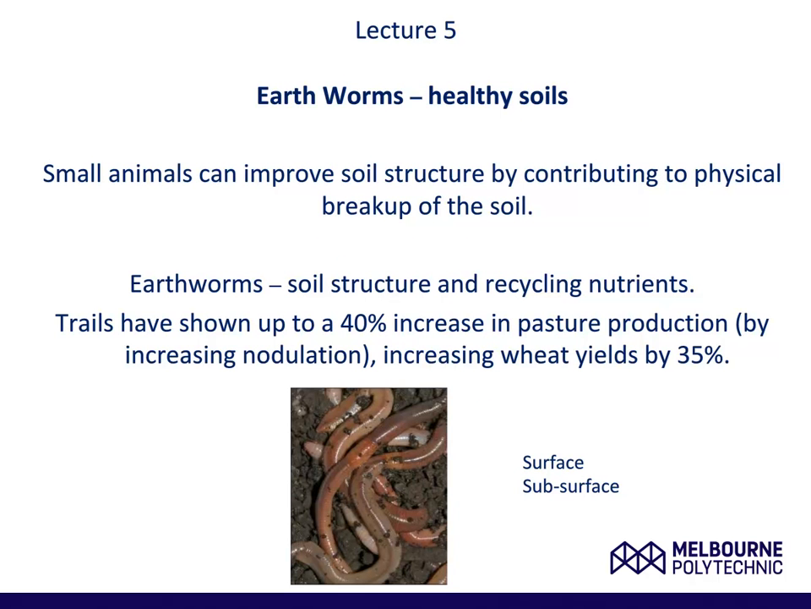In the organic matter fraction live the humble earthworms. A good population of earthworms indicates a healthy soil. Earthworms are small animals that can improve the soil structure by contributing to physical breakup of the soil. Some soils can contain up to 300 earthworms per cubic metre. There are 7,000 species of earthworm. Across these species there are 3 classifications: the litter dwellers, the shallow soil dwellers, and the deep burrowers.